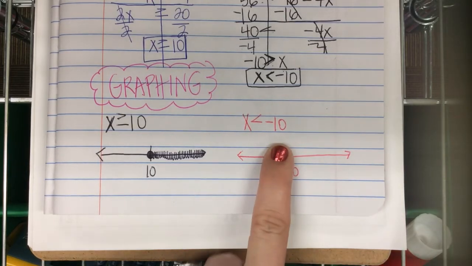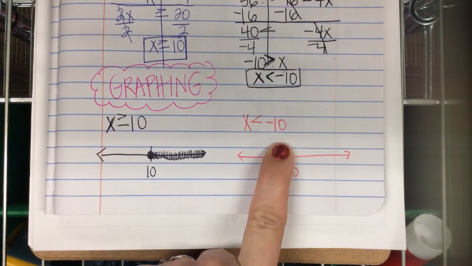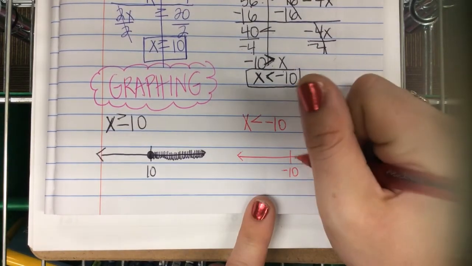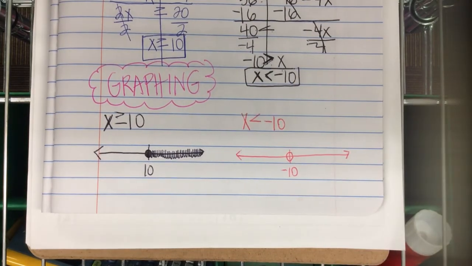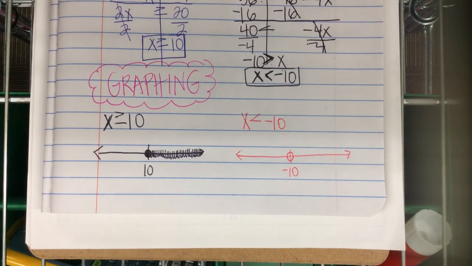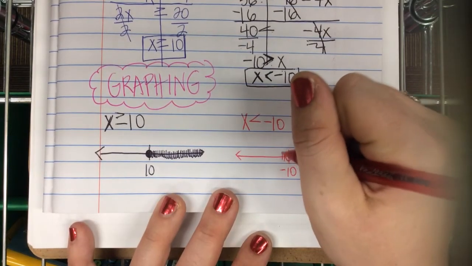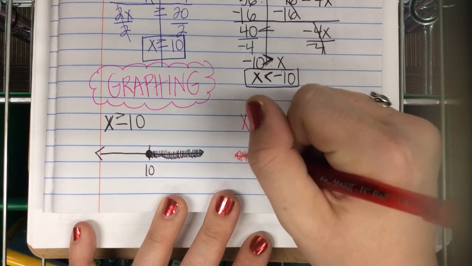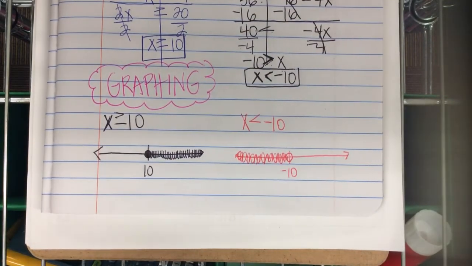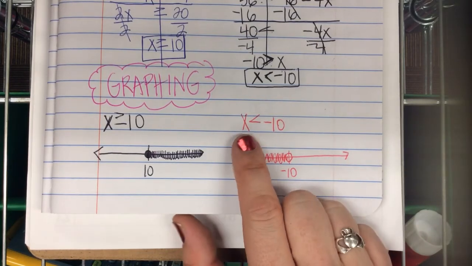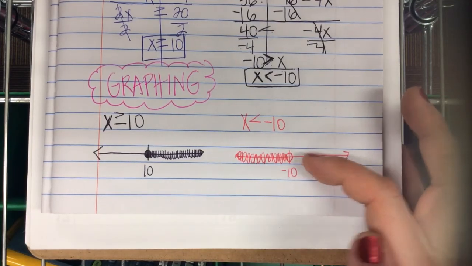Can the answer be negative 10? No, there's not an equal sign, so I'm going to draw a fence around negative 10. Don't come inside negative 10. Don't fill it in. Draw a fence around it. Can you give me a number that is less than negative 10? Negative 11. Which way is negative 11? To the left. So the answers are down here. Negative 62 million is a solution to this problem, right? And those numbers are to the left.